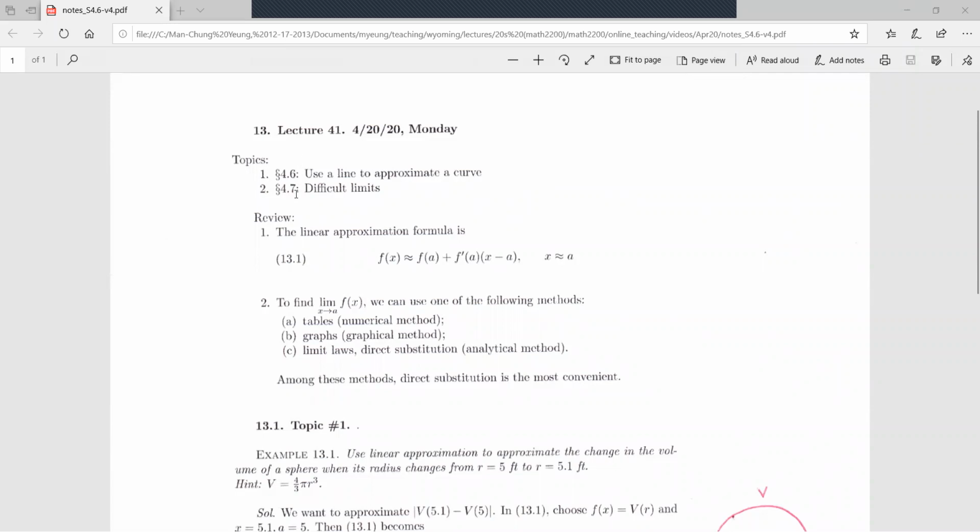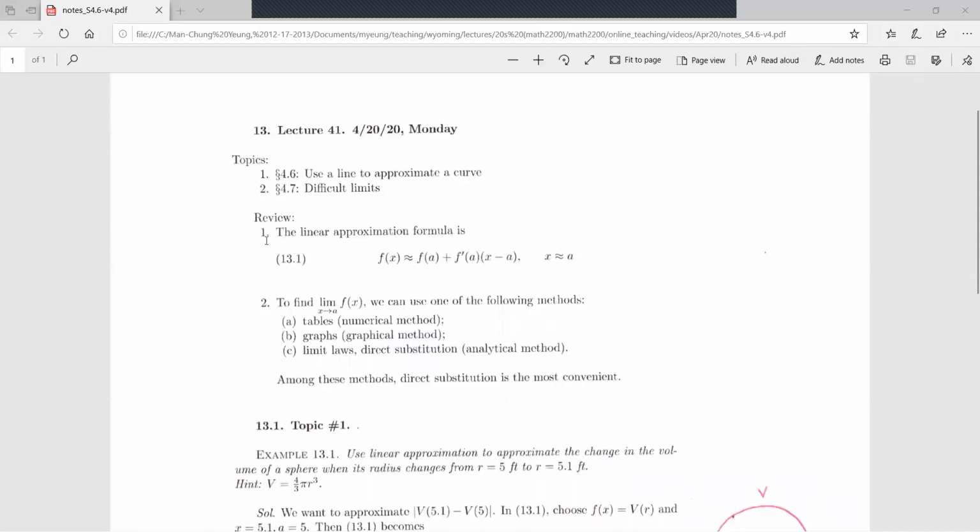Today, we studied these two topics. In section 4.6, I want to show you two more examples. These two examples are about applications of linear approximation. Then in section 4.7, we will study how to use derivatives to compute difficult limits.